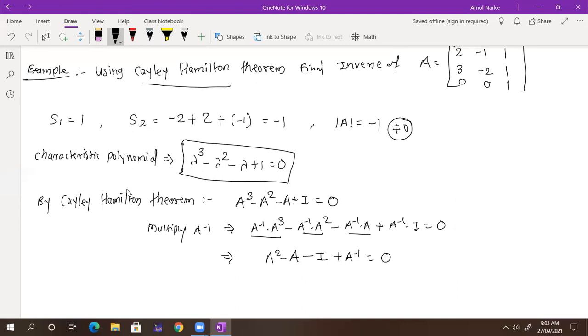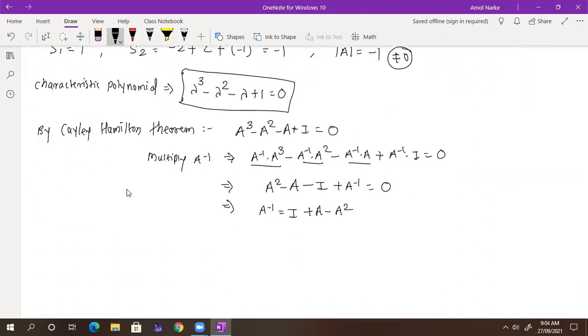So this implies I need to find the A inverse. So A inverse is equal to, if I shift everything to that side, first identity matrix plus A matrix minus A square. Now find out A square and substitute here, you will get A inverse. Then what is the value of A inverse? So A inverse is equal to identity matrix plus A minus A square.